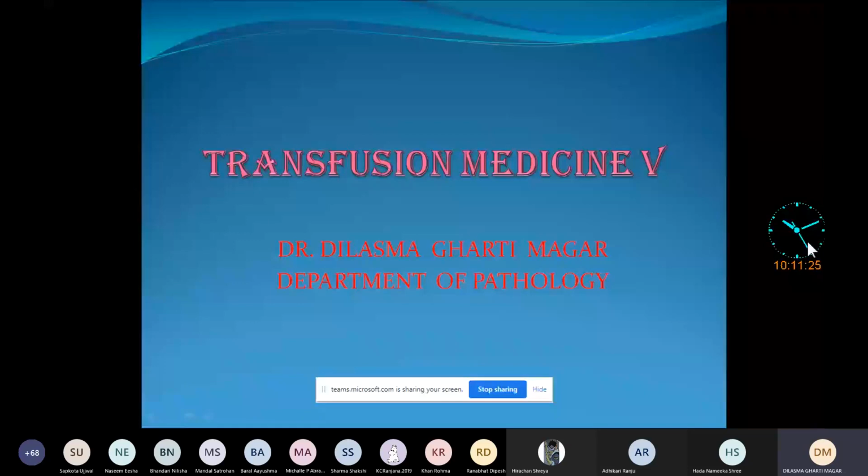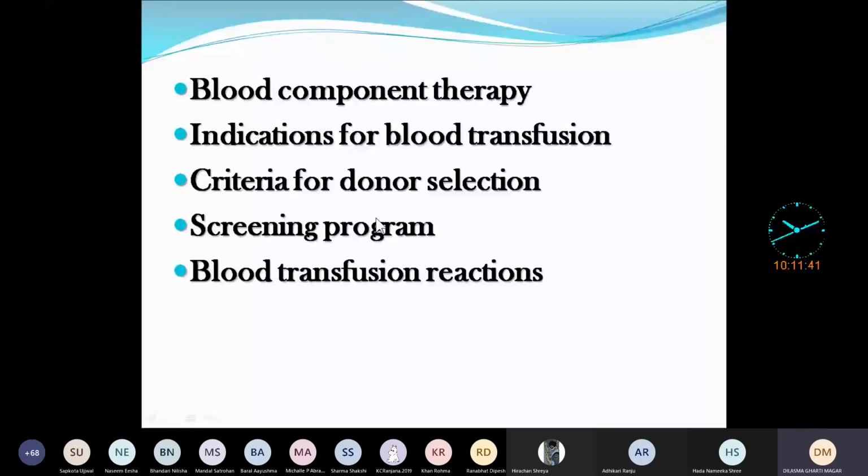So today we are towards the end of this class on transfusion medicine. In this blood banking or transfusion medicine class, we'll be talking about blood component therapy, and then we'll talk about indications for blood transfusion, criteria for donor selection, and the screening program. Screening here means what tests we will do for the donor. And then the blood transfusion reactions. So today mainly we'll discuss, do you have any idea what you mean by blood component therapy?